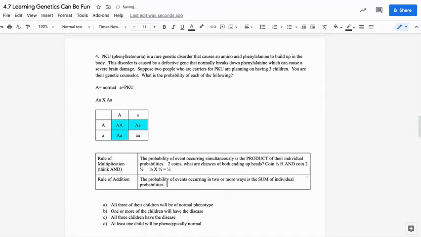Again, I'll give you the coin analogy and then we'll look at the Punnett Square, although you might already be seeing it. So you have 2 coins again. What are the chances of ending up with heads and tails?